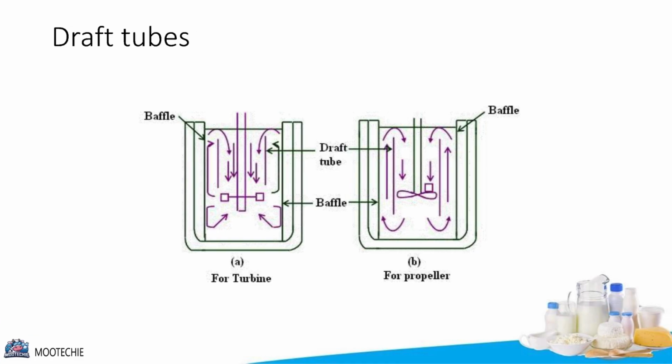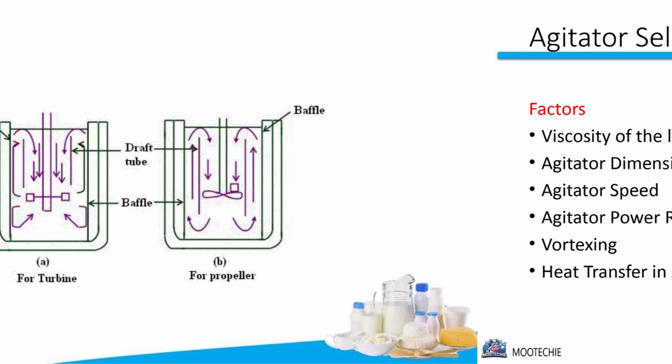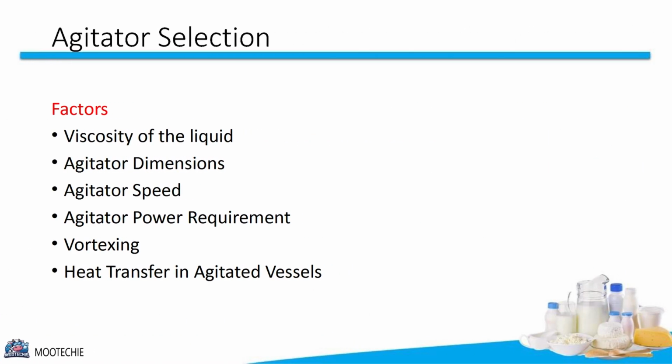Draft tubes can be designed for different agitators. There are specific configurations for turbine agitators and for propeller agitators. In a typical setup, the draft tube is a vertical cylinder surrounding the impeller, often with baffles on the outside of the tube.